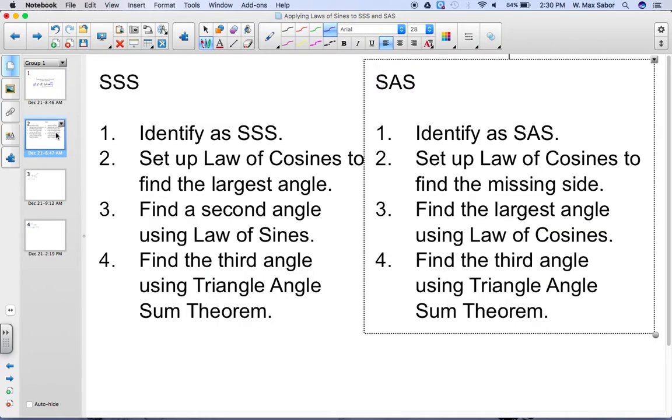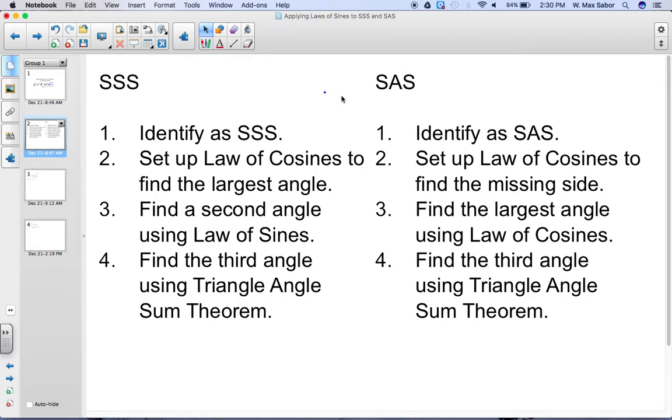We're going to identify whether it's side-angle-side or side-side-side, and we're going to treat them differently. If it's side-side-side, we're going to set up the law of cosines to find the largest angle. And if it's side-angle-side, we're going to set it up to find the missing side. There is a big reason why I say the largest angle.